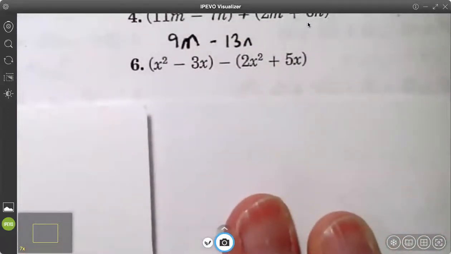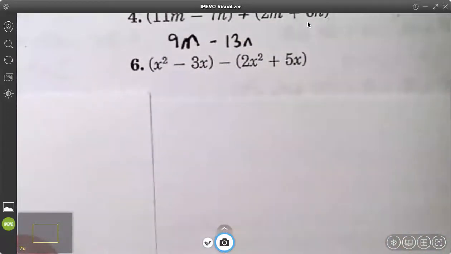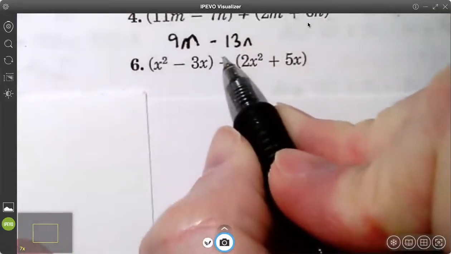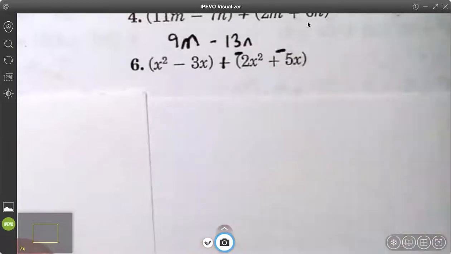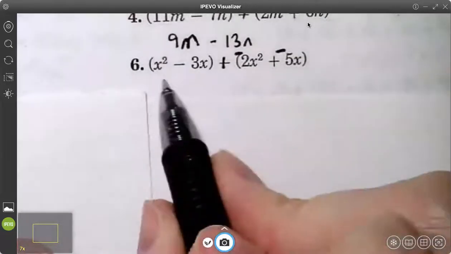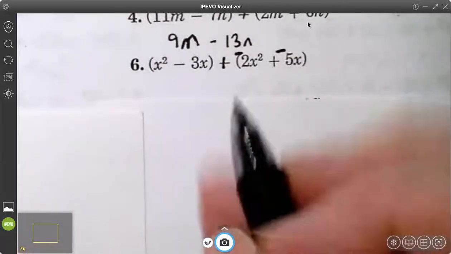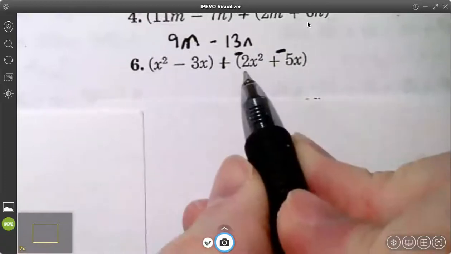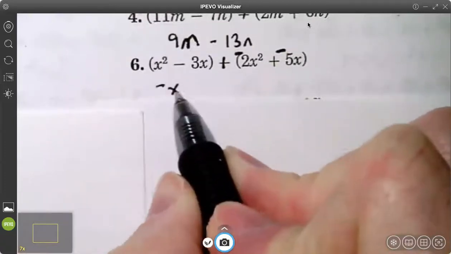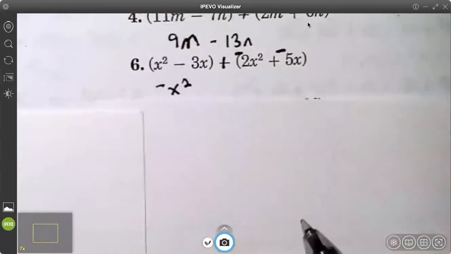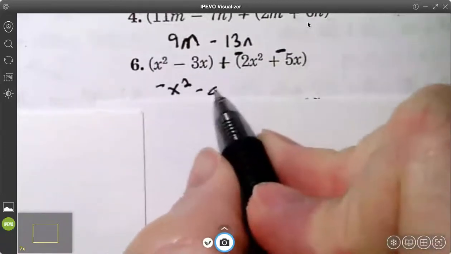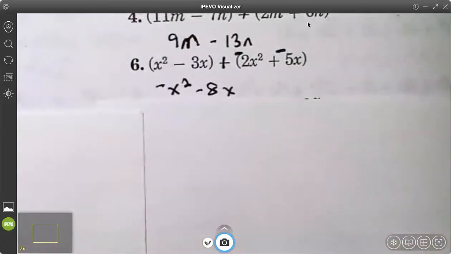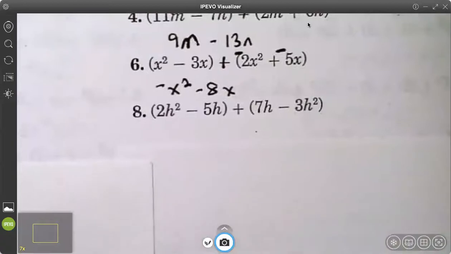Try number 6. Number 6 is subtraction, so I change subtraction to addition, change the signs of everything in parentheses. My biggest degree is my x squares, so I start with those. 1 plus negative 2 is negative 1x squared. I could mark those out if I wanted. Then I do my x's. Negative 3 plus negative 5 is negative 8x. Binomial, degree of 2, leading coefficient, negative 1.